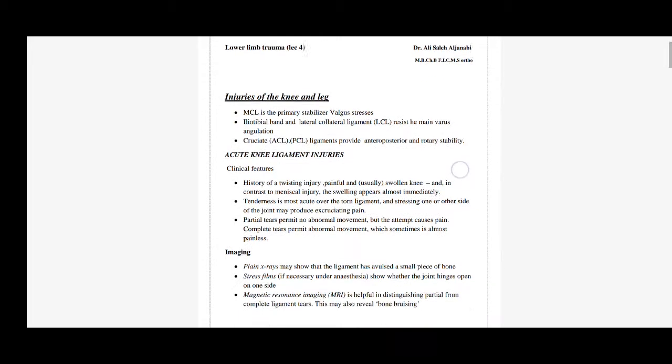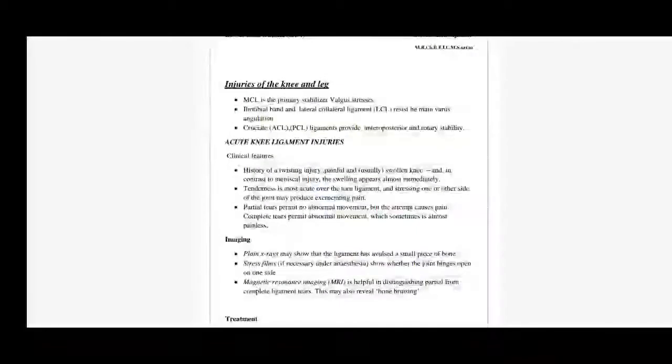Acute ligamentous injury of the knee. The clinical features begin with the history. The patient presents with a history of twisting injury to the knee, painful and usually swollen. In contrast to meniscal injury, the swelling appears almost immediately and is usually a hemarthrosis, while in meniscal injury the swelling is slowly growing and gradual in onset.